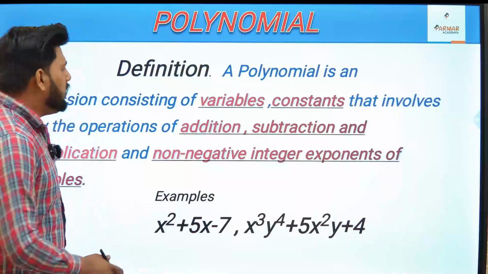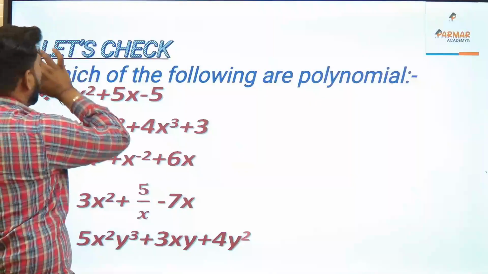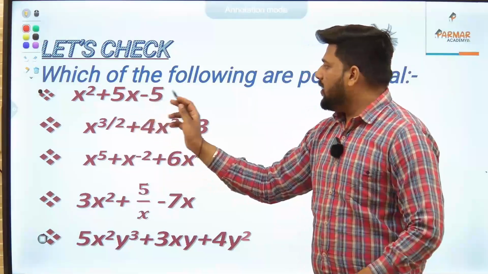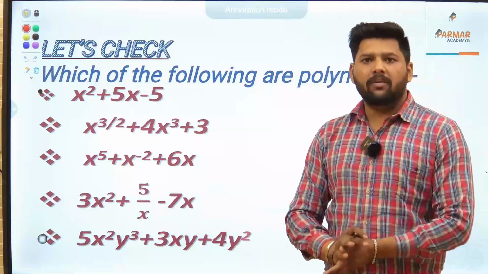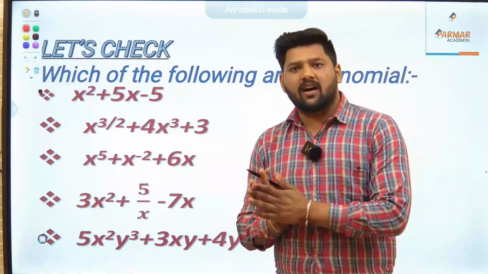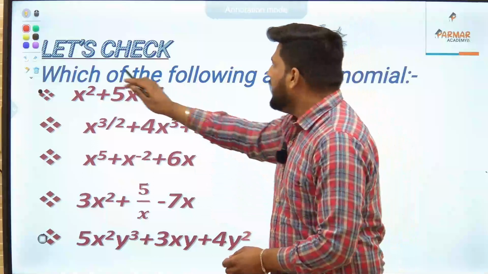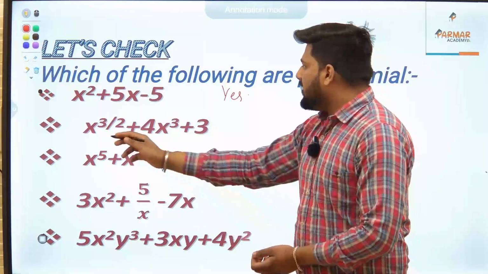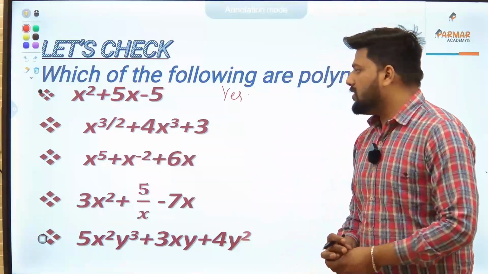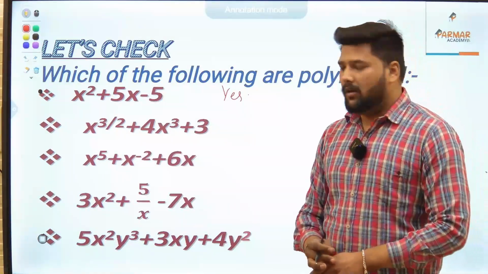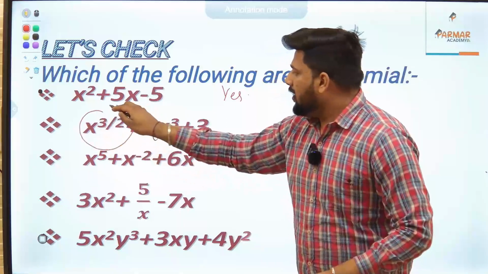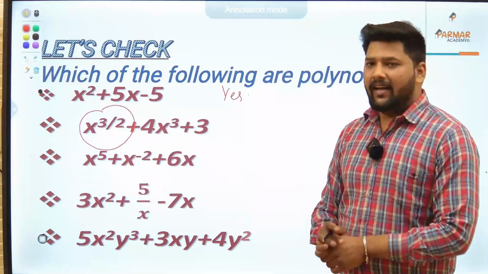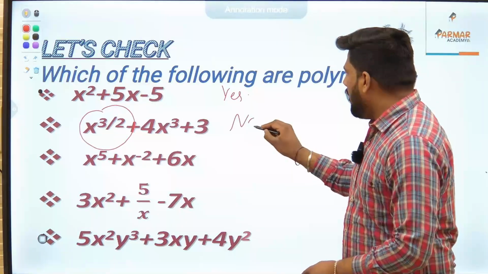Let's understand this with more examples: which of the following are polynomials? The first example is x square plus 5x minus 5. Clearly it is a polynomial because all the exponents are non-negative integers. So yes, it is a polynomial. The next one is x raised to power 3 by 2 plus 4x cube plus 3. It is not a polynomial because in the first term the power of x is 3 by 2, that is 1.5, and it is not an integer. So it is not a polynomial.